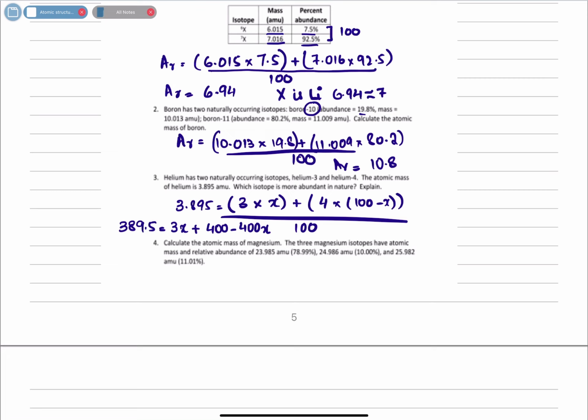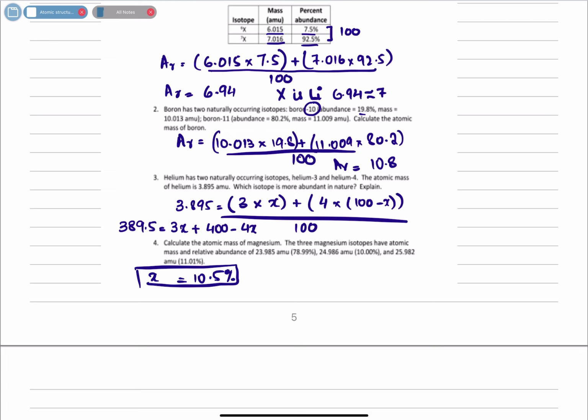So 400 minus 389.5 is 10.5. I'm just going to write below, 10.5 is equal to, and I will take the 400x and 3x to the opposite side. So that's going to be 400 minus 3, 397x. So when I do this, wait, sorry, my bad. This is 4x, not 400x. Okay, sorry. So this is going to be 3x minus 4x. So 3x minus 4x is minus x, so x is equal to 10.5%.